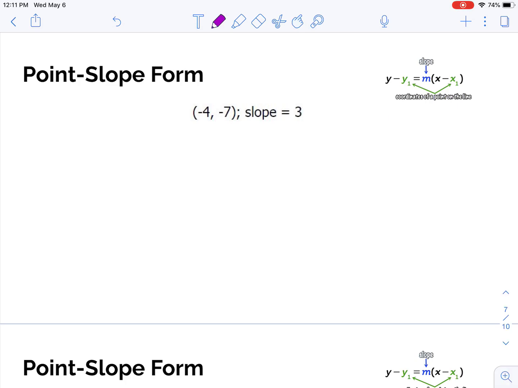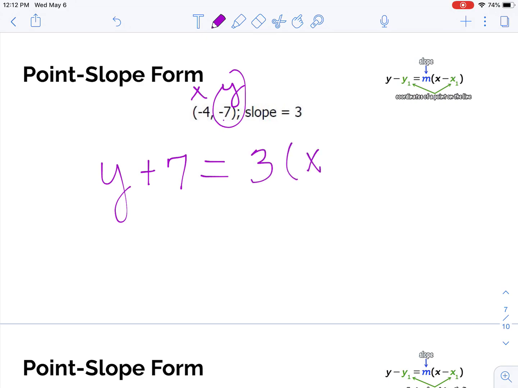All right, let's try this next one. I've got my slope, which is 3, and my coordinates are -4 and 7. So I've got y minus y1. Well, I'm going to go ahead and write x and y above these, so I don't get confused. -7, so that means I'm just going to write plus 7, is equal to the slope, which is 3, times x plus 4. And I'm done.